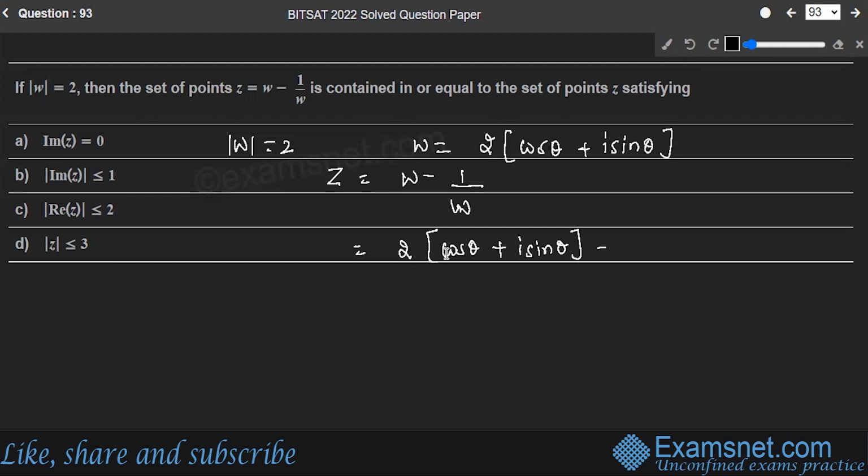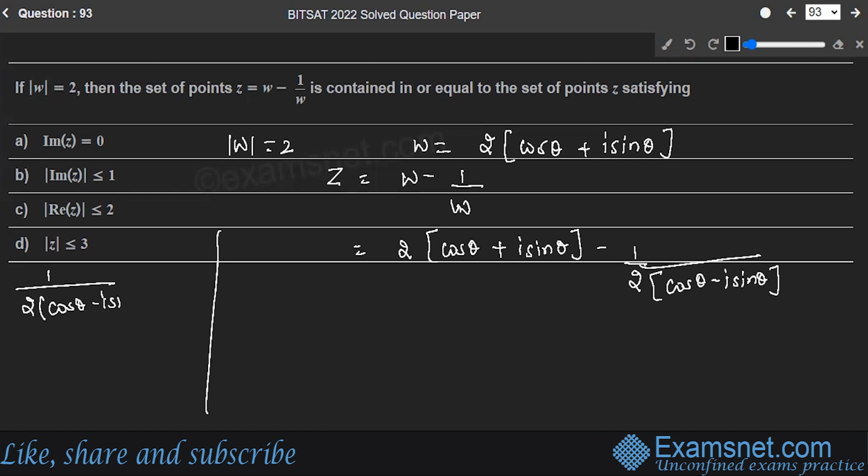And what is 1 upon omega? That is equal to 1 by 2 into this. Let's solve this first. So 1 by 2 cos theta minus iota sine theta. Let's multiply the numerator and the denominator by this.